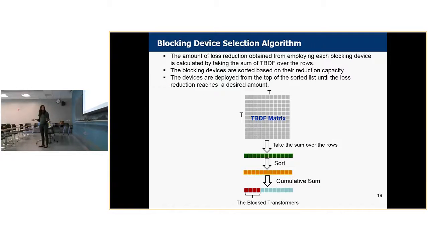And then the algorithm, this one's not iterative. You just take the sum of the rows, you sort them, and then you start with the top of the list. You keep blocking the transformers until the amount of losses that you get is equal to the amount that you want, and that's when you stop.